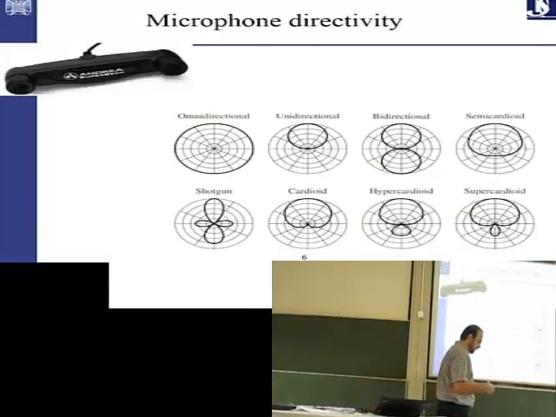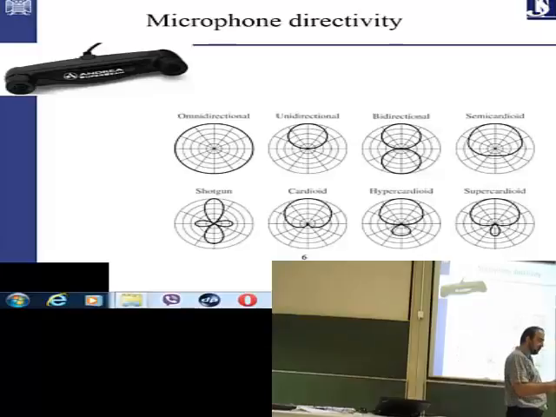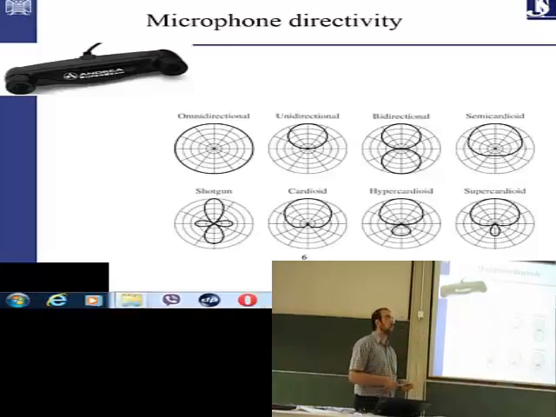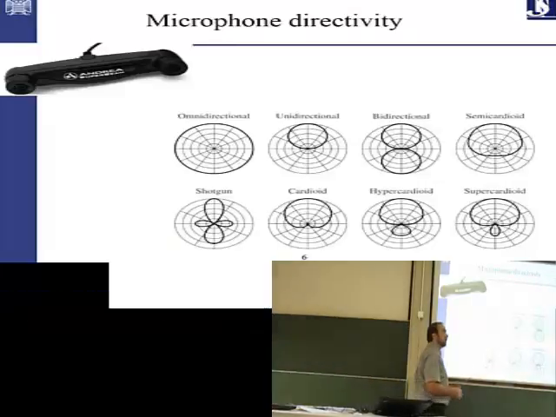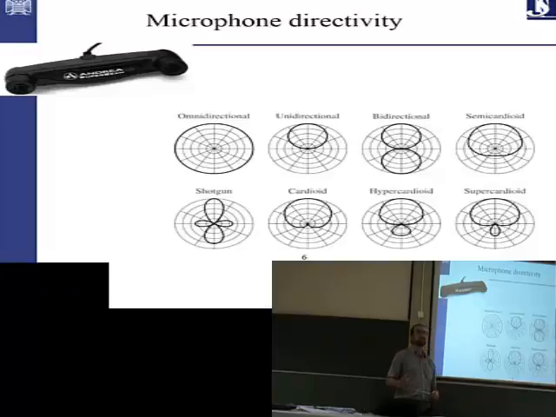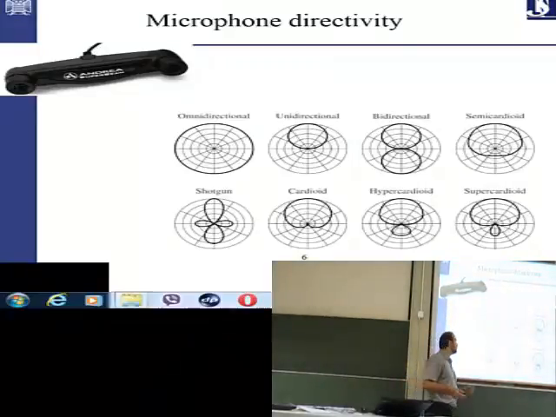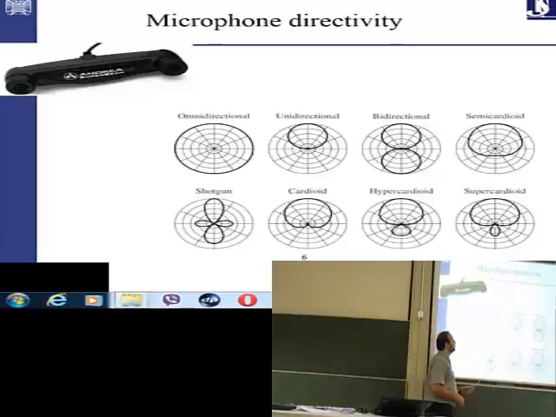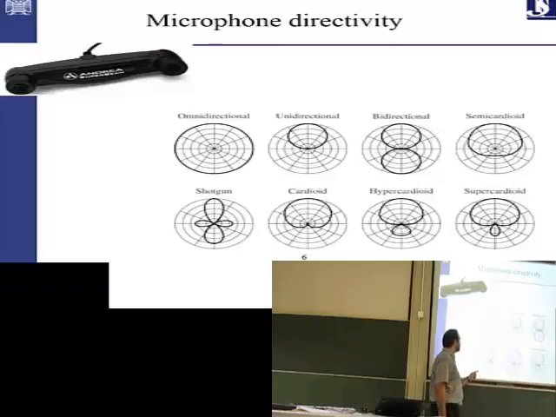In industry, we have different types of microphones created for different types of applications. In general, in theory, we are dealing with the omnidirectional microphone, which means that the gain of the microphone for all the directions is the same. So it's a uniform gain for all the directions. But there are very different types of microphones that you might face. We have unidirectional, bidirectional, semicardioid, shotgun, and so on.